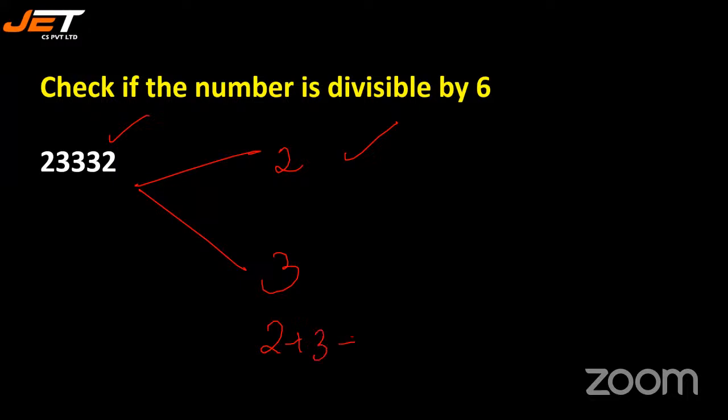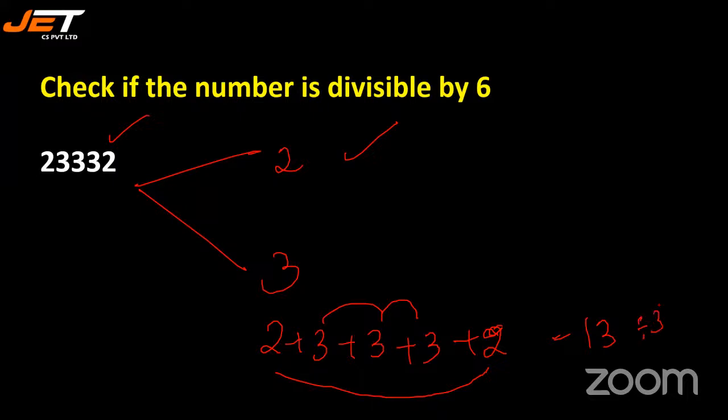Next one. So let's see for 2 and 3. The criteria for 2 is it should end with an even number, like 0, 2, 4, 6, 8. Yes, it is divisible by 2. As it is divisible by 2, this criteria is fulfilled. Let's check for 3. 2 plus 3 plus 3 plus 3 plus 2. Let's apply the divisibility rule of 3. So 3 plus 3, 6, plus 3, 9, and 2 plus 2, 4. 9 plus 4 is 13.